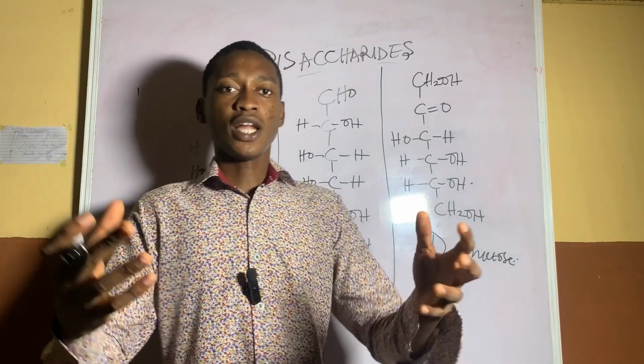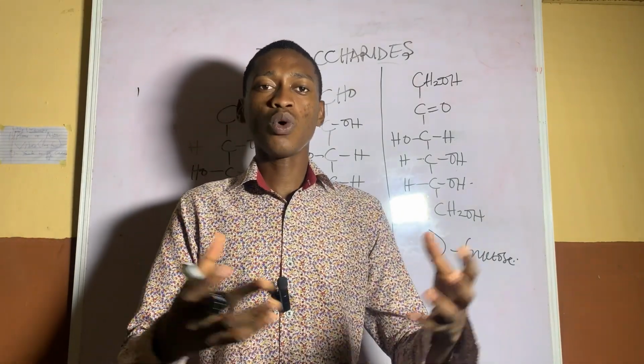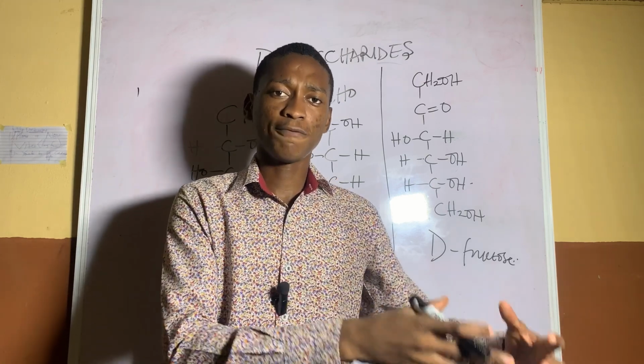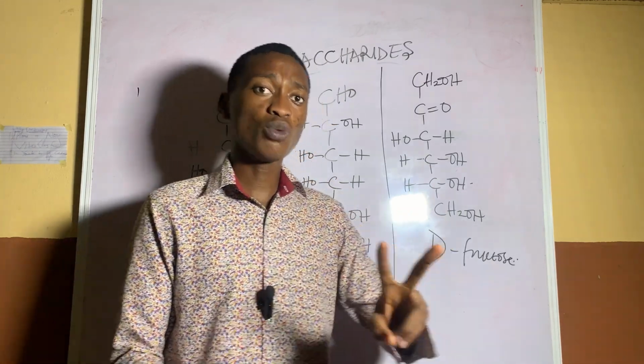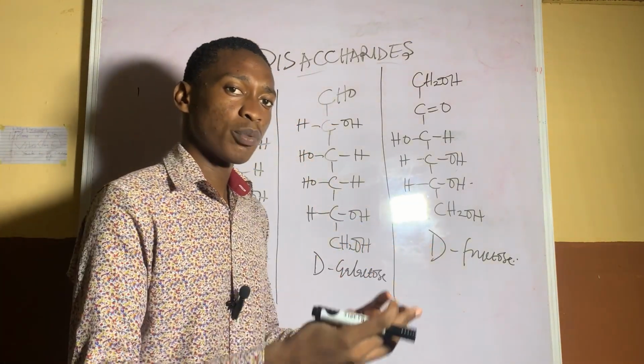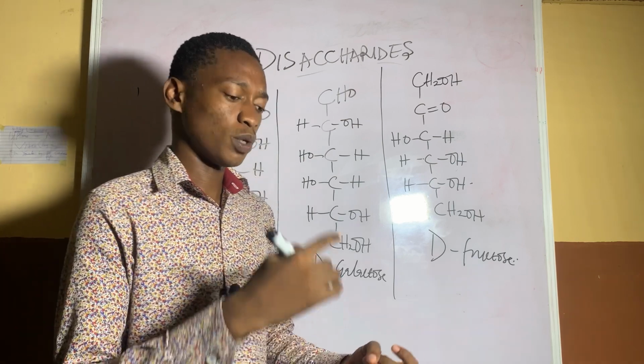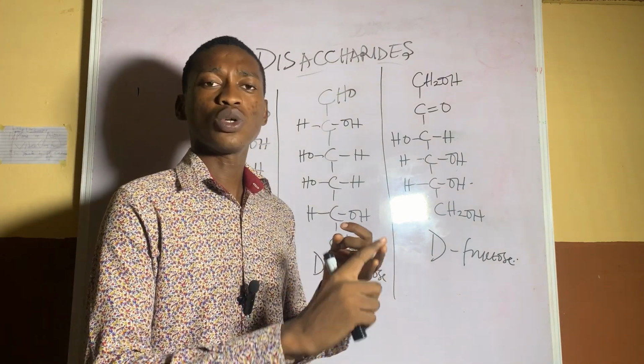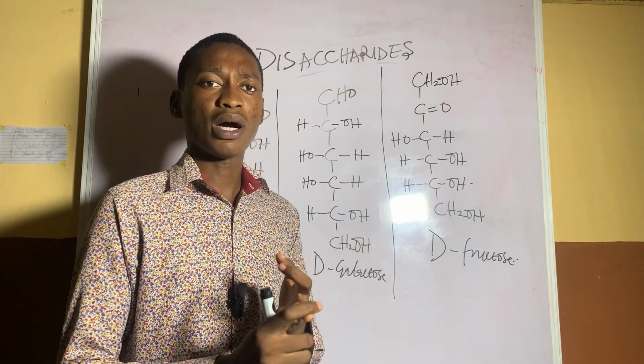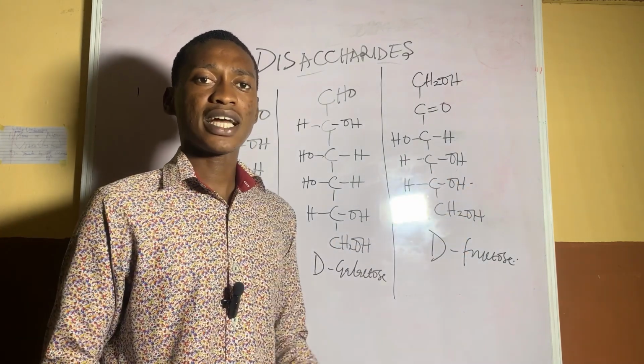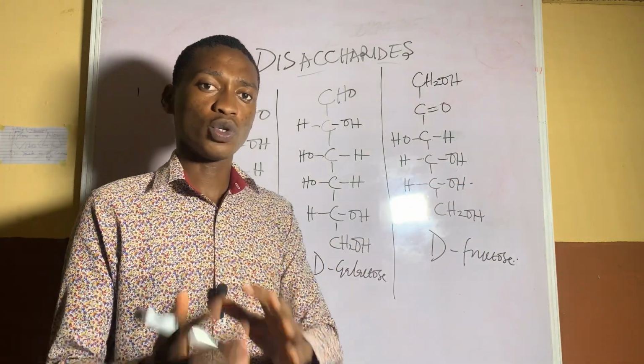Do not click off. Now, when you hear about disaccharides, what we are looking at is a particular sugar that is formed from the combination of two monosaccharide units. There are three important disaccharides I want us to look at here. We'll begin to look at what we call the lactose, the sucrose, and then the maltose. Each of these disaccharides are formed from the combination of monosaccharide units.